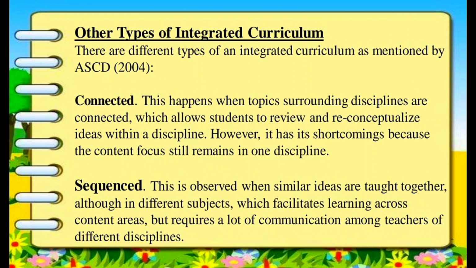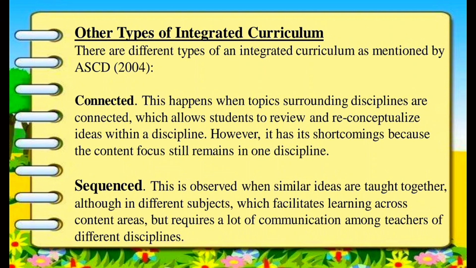For example, in a history class, students might study the American Revolution, and then connect it to the French Revolution, discussing the similarities and differences between the two events. So the focus remains on history, but the connected topic helps students to see patterns and relationships. So that is the connected.